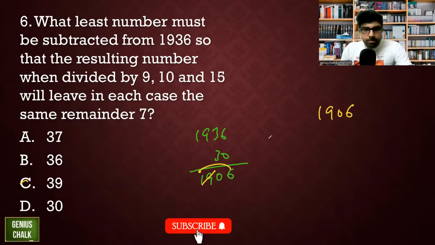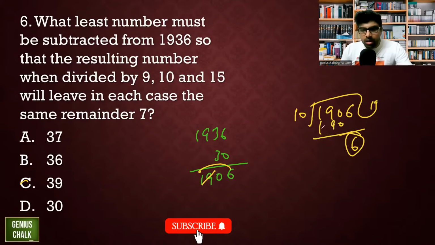Let's check by all. Is this divisible by 10? Just check. No, it is leaving remainder 6. If you divide it, it will be 190, 19 times, and then remainder is 6. We need remainder 7. That's why this is not my answer. Answer has to be option C. That will verify all of them.